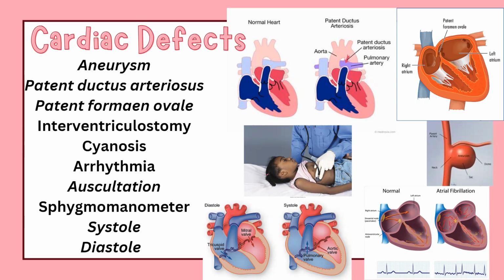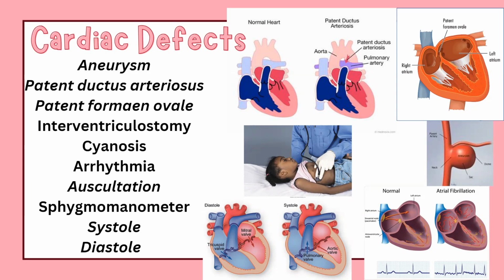Cyanosis, you should remember that from our integumentary system chapter. That was when we had not enough oxygen in the bloodstream, which gives our skin that bluish appearance. Arrhythmia, so -ia can be condition. A is without, and rhythm is going to be our heart rhythm. So arrhythmia is the absence of a heart rhythm.